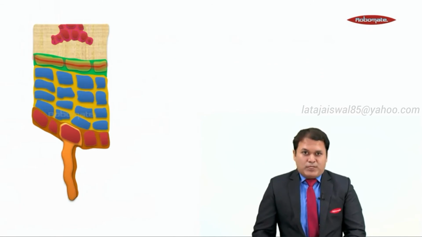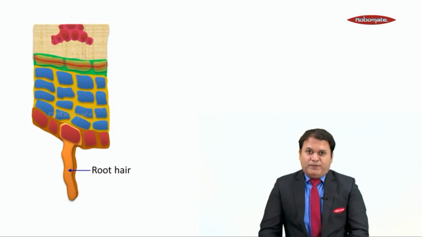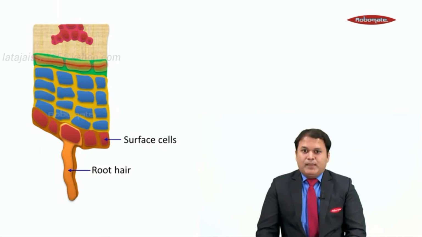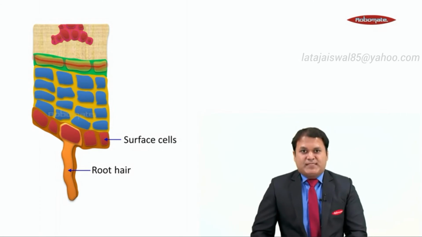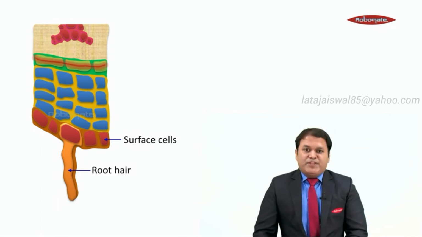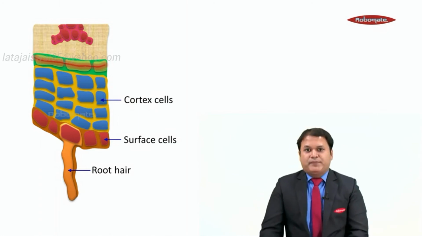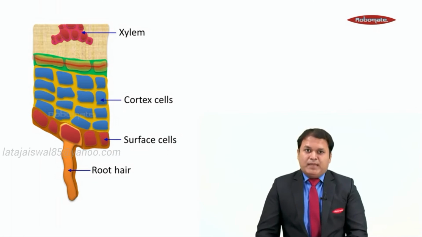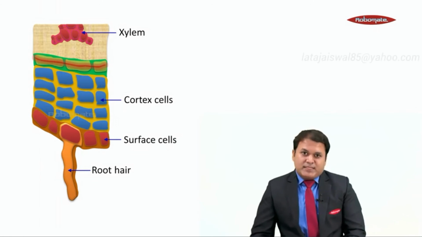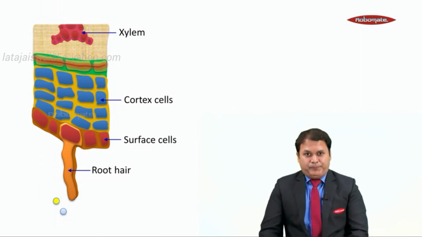So here we have a cross section of the root. Now this is the root hair which is in contact with the soil. Then the cells which are near to the root hairs are called surface cells. The cells which are adjacent to the surface cells are called cortex cells. And finally we have the xylem which will carry this water and minerals upwards. So now let us see how water is conducted by the process of root pressure.